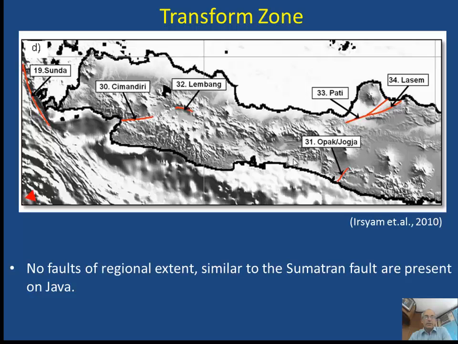And here's this transform zone: the Kimandiri, Lembang to Pati, Lasem Faults. My sense is that there's a lot more continuity of these structures, and probably other ones, but they're all really low deformation rate. And so when we talk about geomorphology, if you don't have a very high tectonic signal and you have a really high geomorphic signal, you can't make tectonic landforms. They get destroyed too fast. And so this is the real challenge for Java.